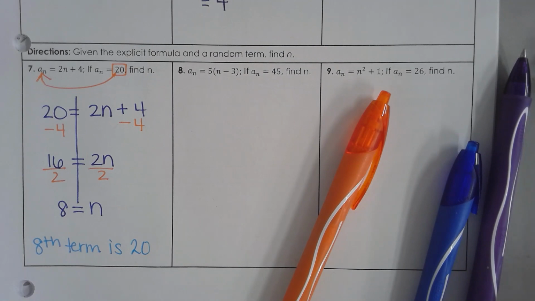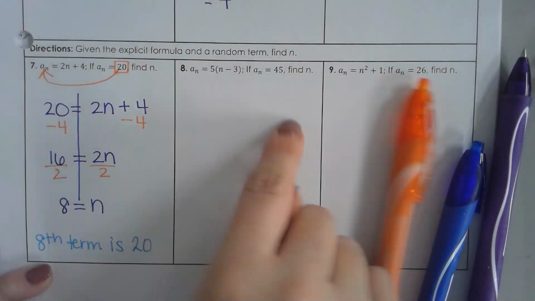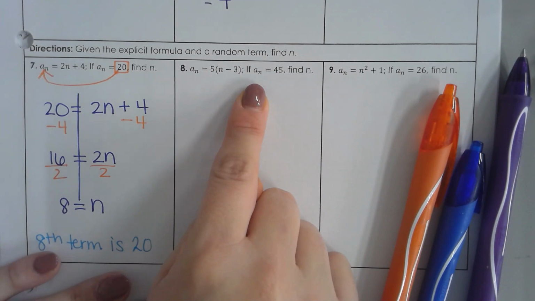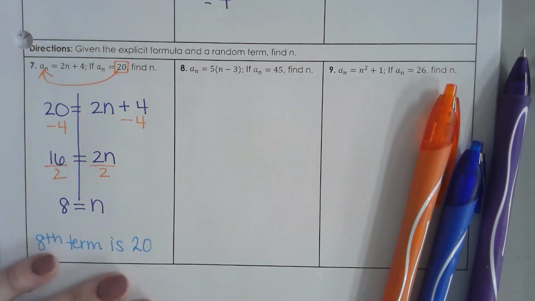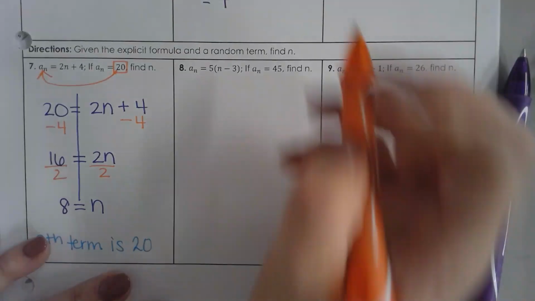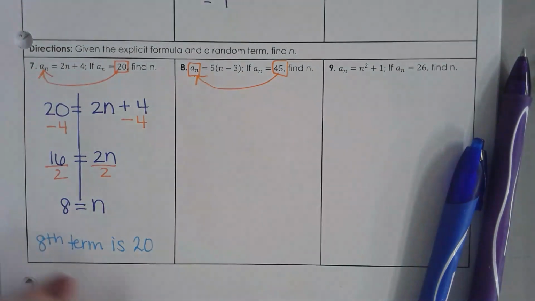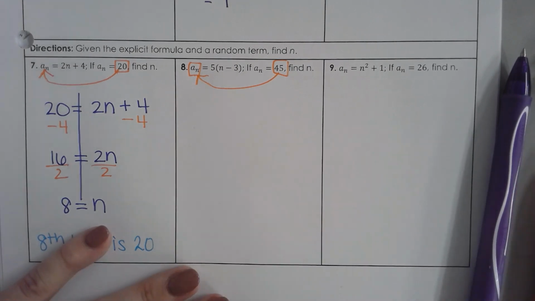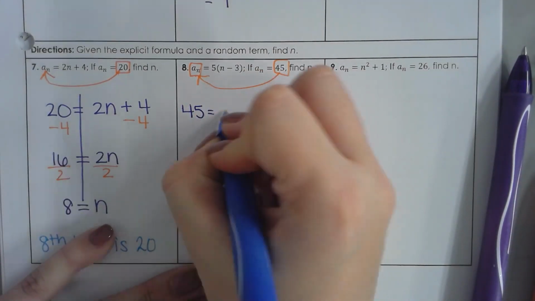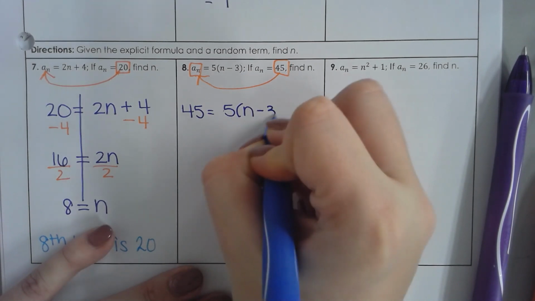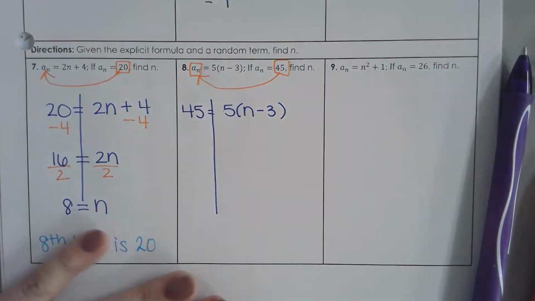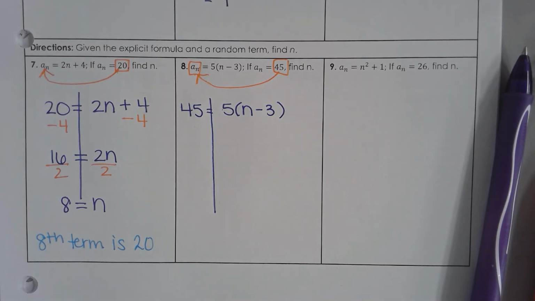So number 8, I'm giving you the formula, and I said An equals 45. So we're going to replace the An, the whole An, with 45. And we have to solve for n. What would you do first?